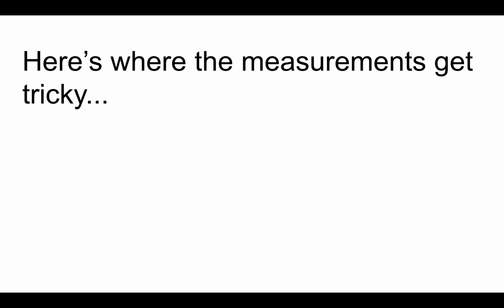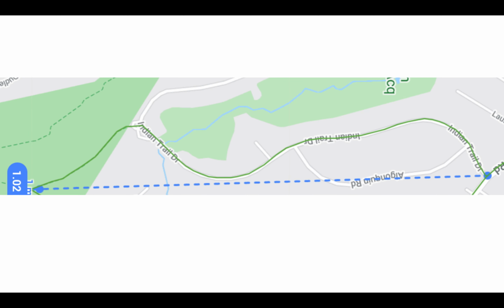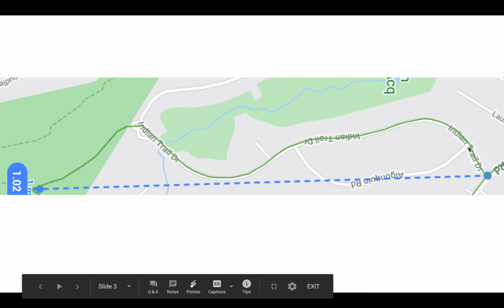But there's this one portion where the measurements get a little tricky. So here is a bend that is complicated. It's hard to track by just approximating with, like, lines and using the streets.